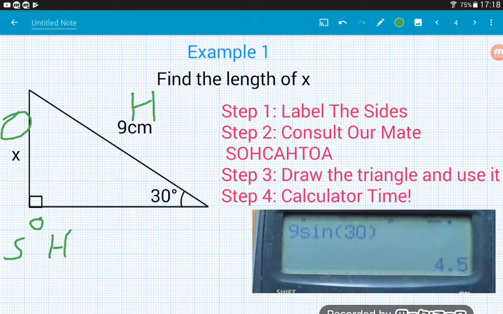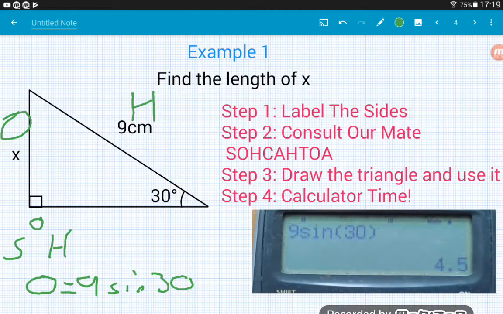So if we were to cover over the opposite, we would be left with sine theta times H. So this tells us then that O is equal to 9 lots of sine 30. And then we just put that in our calculator as is written down here in the bottom right. 9 sine 30, and that would give us 4.5.